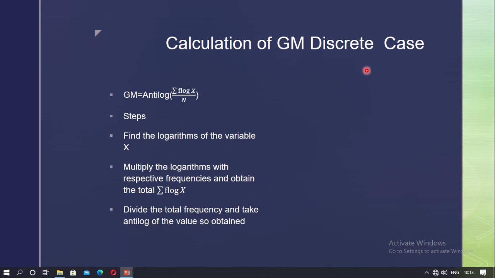Now in the discrete scenario, you will get f over here, the frequencies, so you just multiply that with your log x, and you can put that back into your formula. Some of the steps are given over here. Just take a look at the steps.